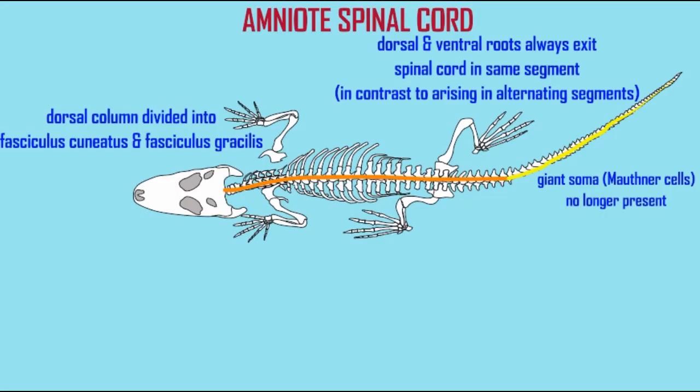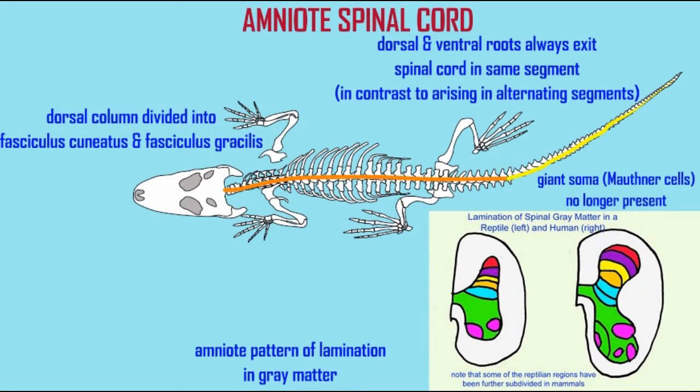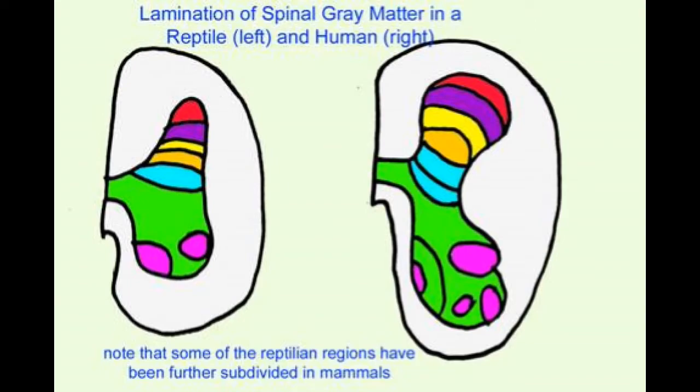Also, the soma and the gray matter of the spinal cord can be organized based on the structure of the cells, their function, and their location. And this lamination pattern in the gray matter is consistent. One can see comparable regions in the lizard and human in this image.